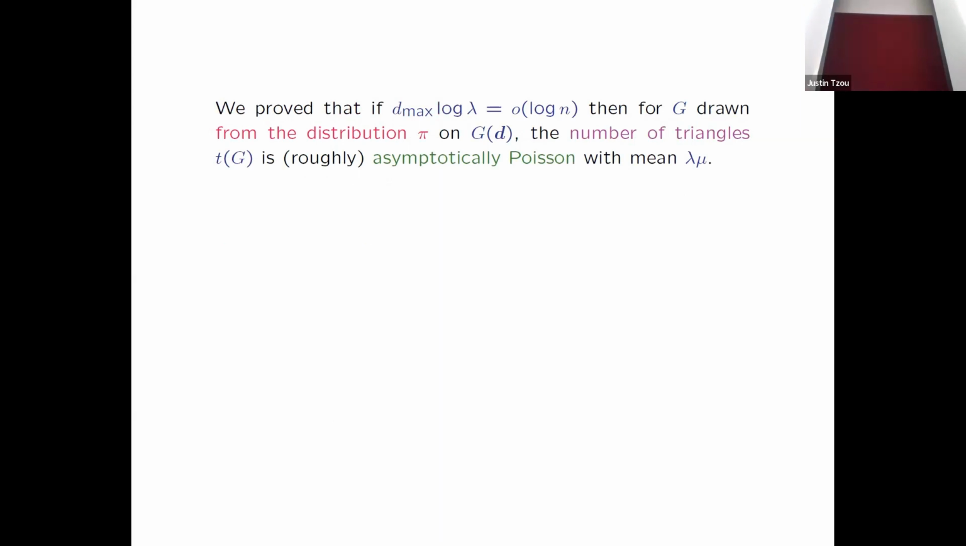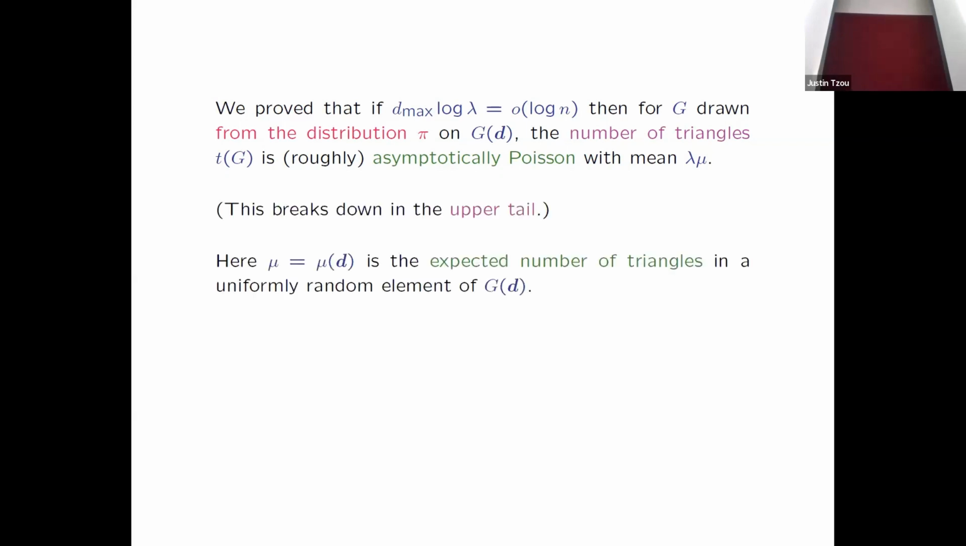So we proved that if this condition holds, D max is O(log n). When you take a random graph using the distribution pi, the number of triangles is asymptotically Poisson more or less, and the mean has changed from mu to lambda times mu. So the expected number of triangles has gone up by a factor of lambda. I say roughly because it breaks down in the upper tail. It looks asymptotically Poisson and then things get weird at the end. And mu is the expected number of triangles we had before in the uniform distribution.